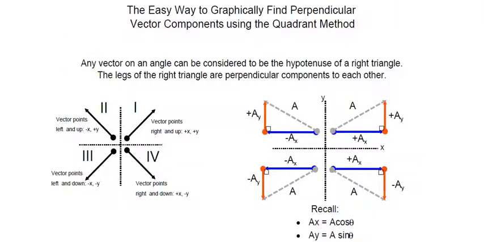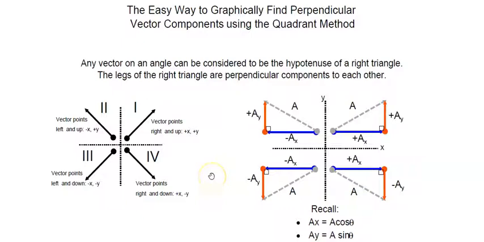Let's get started. Any vector on an angle can be considered to be the hypotenuse of a right triangle. The legs of the right triangle are perpendicular components to each other. Any vector can be broken down into the two most important components, that which sits on the x-axis and that which sits on the y-axis, by simply observing which way the vector points.